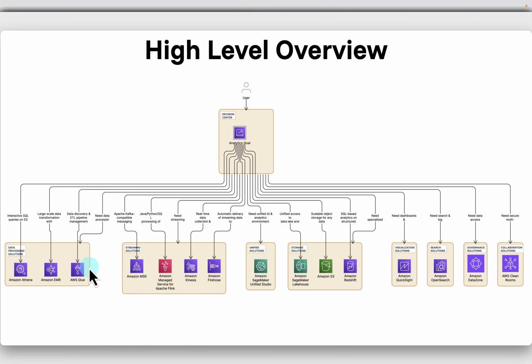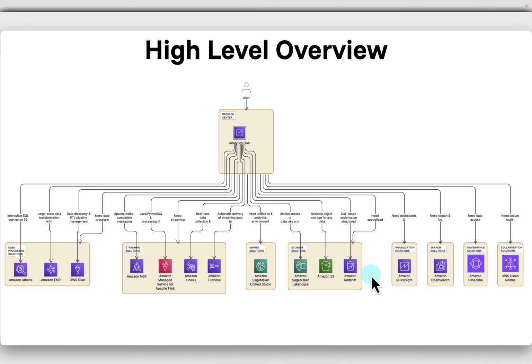Then, so these 2 are batch services or data processing. So these are batch streaming. So this can be called batch also. Then unified. So this is a new service where it offers a studio. Then storage. Just remember, S3 is storage for everything. So if you ask any question about storing, that is storage, S3.